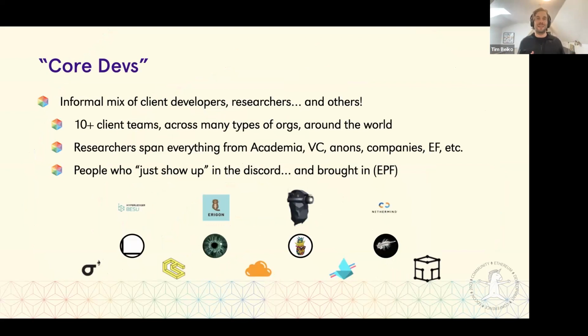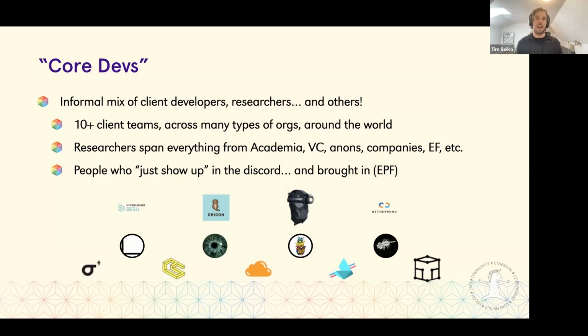This is often something that comes up. It's really like this informal mix of client developers, researchers, and other people who contribute to Ethereum. In practice, we have over 10 client teams. So these are formal teams that build software, like the node software to connect to the network. They're spread out across a bunch of different types of organizations around the world. There's 9 of them. Their logos are on this slide, and there's a couple more as well.